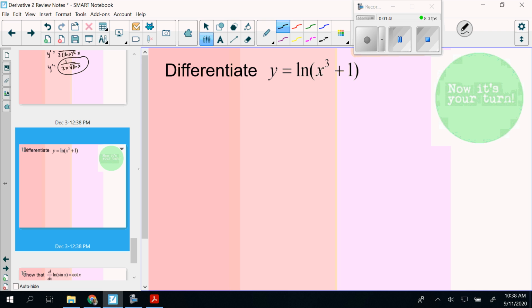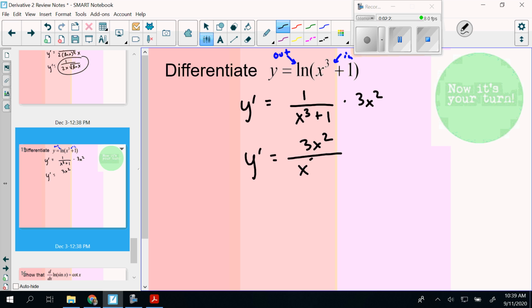All right, once you pause the video, you try this one, see what you come up with. All right, let's see how you did. This one also is chain, but this one now, the outer function is our natural log. Our inner function is what we're taking the natural log of. So you should have had 1 over what you're taking that of, x cubed plus 1, times, though, the derivative of that inside, which would be 3x squared. And so this derivative comes out to be 3x squared over x cubed plus 1. So you got that? Nice job.